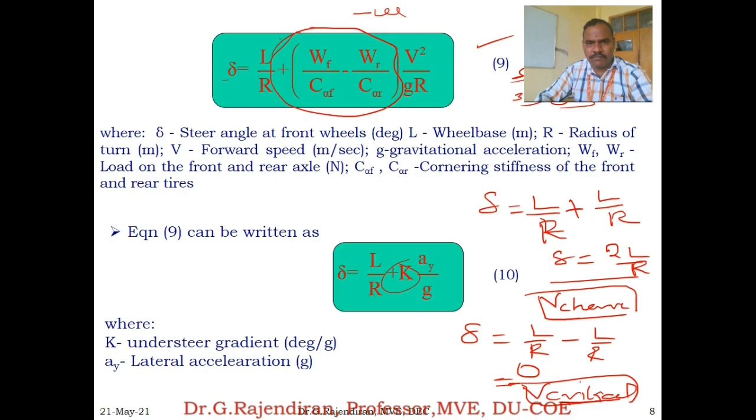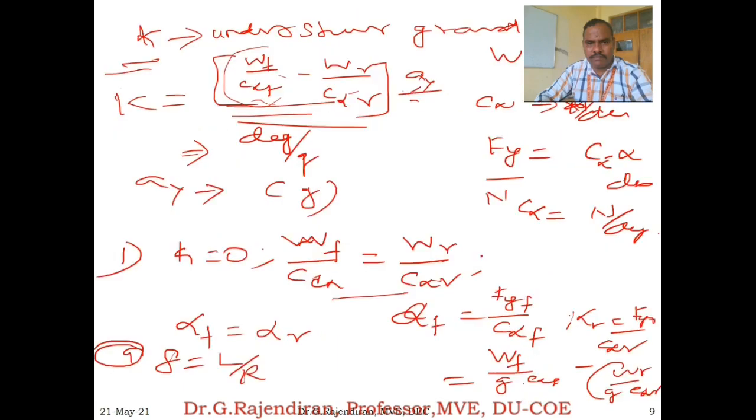From this equation, the speed at which the steer angle is equal to 2L by R is called the characteristic speed, and that is defined for the understeered vehicle. The speed at which delta is equal to 0 is called the critical speed, and that is for the oversteered vehicle. Correct? So we will see these behaviors.